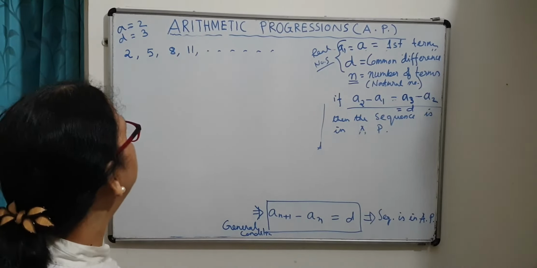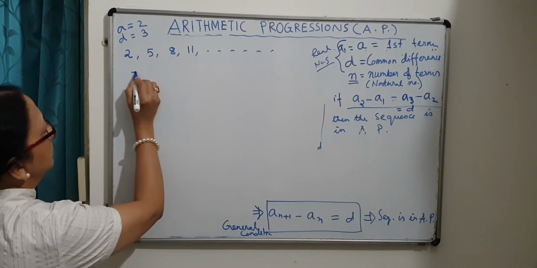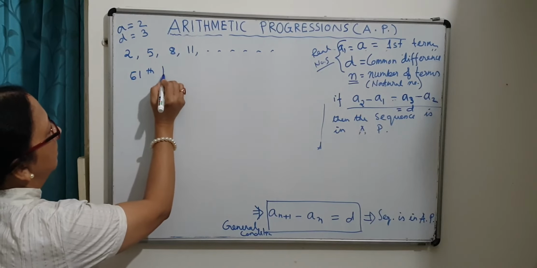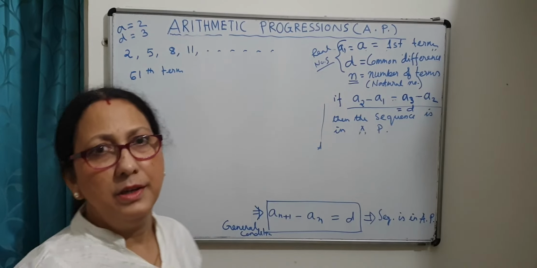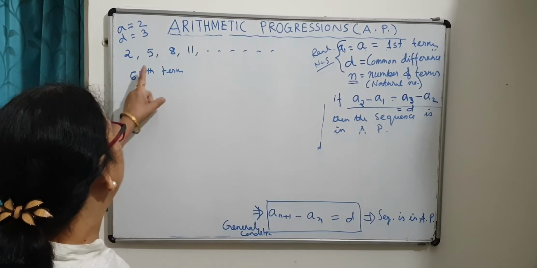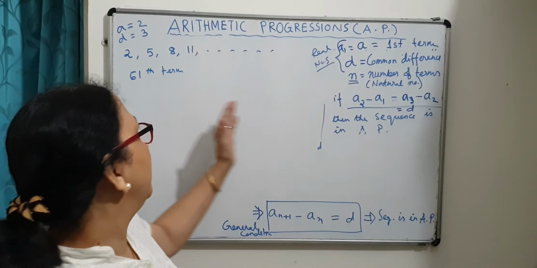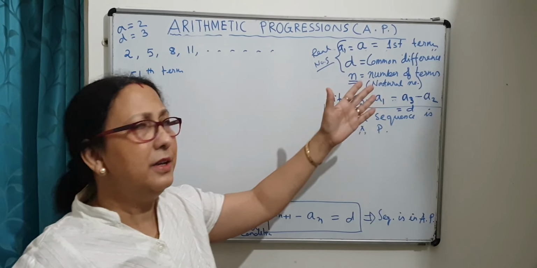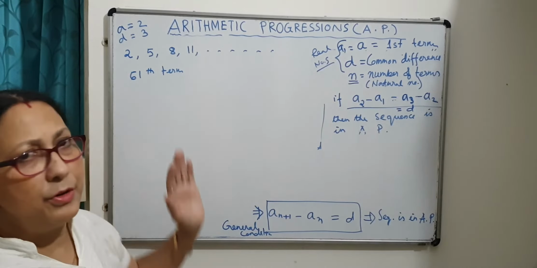Now suppose I have to find, say, the 61st term of the sequence. Then it is not possible to write each term, 11 plus 3, and go on adding up. It's not possible to reach up to the 61st term. It is a very long, tedious method.